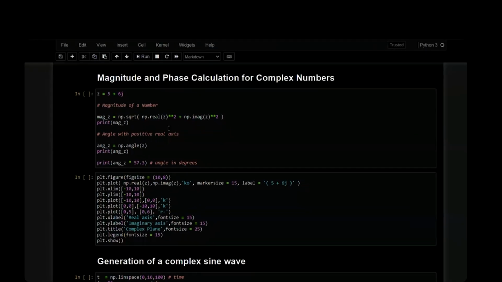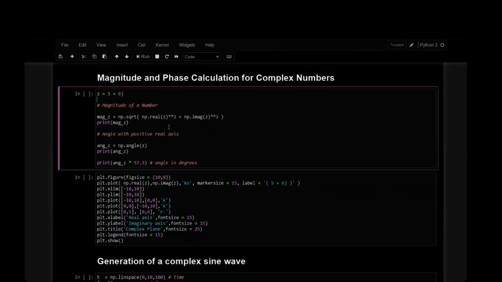In this lecture, we will learn how to calculate the magnitude and phase of a complex number using Python. Suppose we have a complex number 5 plus 6j, where 5 is the real part and 6 is the imaginary part of the complex number.